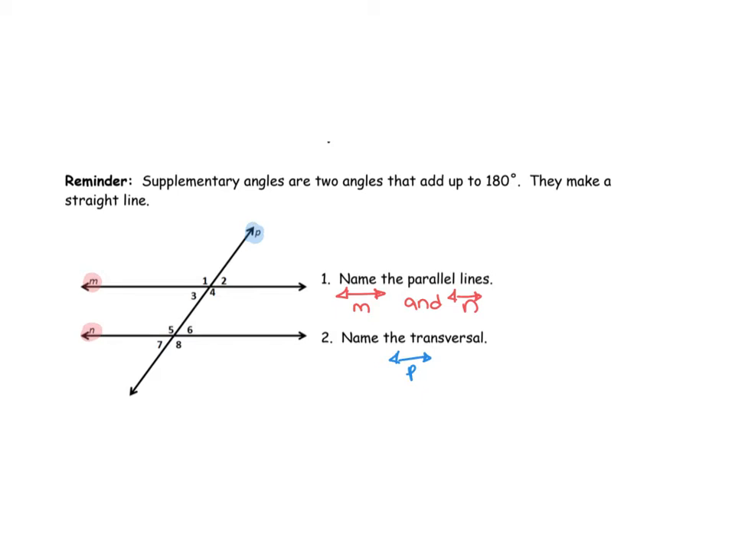Just as a reminder, supplementary angles are two angles that add up to 180 degrees, and they make a straight line.